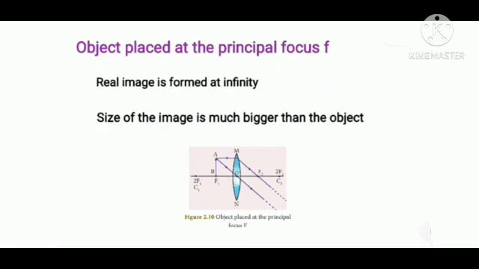Next position is object placed at the principal focus F. Here a real image is formed at infinity. The size of the image is much bigger than the object. Object at F, image at infinity.